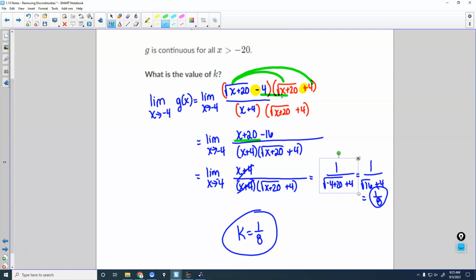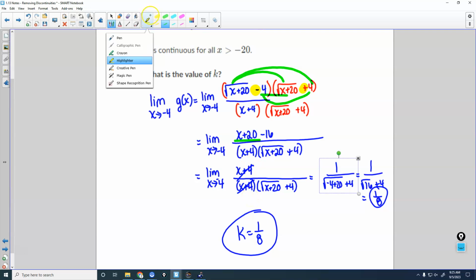Those cancel out, which is what we wanted to happen. That's why we chose the conjugate. And then negative 4 times positive 4 gives us a negative 16. And 20 minus 16 is going to give us 4. And then x plus 4 can cancel with the top and bottom.